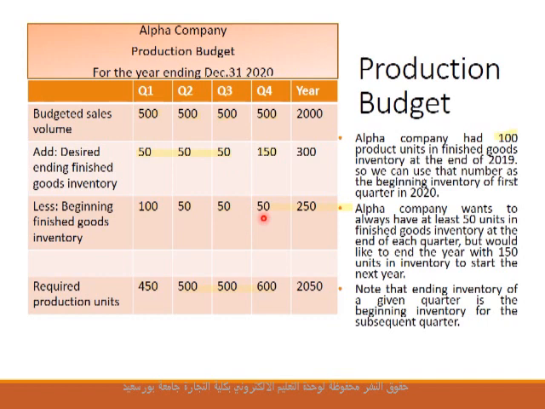Now we can compute required production units by adding desired ending finished goods inventory to budgeted sales volume and deducting beginning finished goods inventory from this number. Accordingly, required production units is 450 units in the first quarter, 500 units in the second quarter, 500 units in the third quarter, and 600 units in the last quarter.